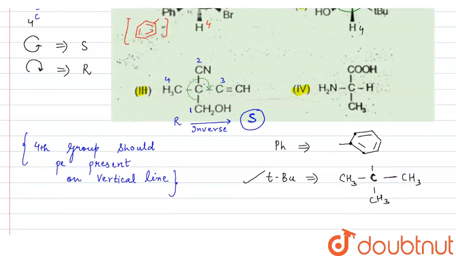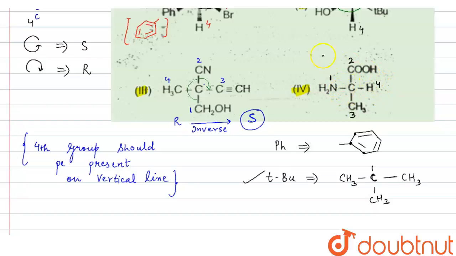Now we will check the fourth one. Now here priority will be given to NH2, because here carbon is attached to nitrogen, while here carbon is attached to carbon, here carbon is attached to carbon, and here carbon is attached to hydrogen, and nitrogen has highest atomic number. Then priority will be given to this because here carbon is further attached to oxygen, but here carbon is only attached to hydrogen. So third priority this and fourth priority will be given to this.